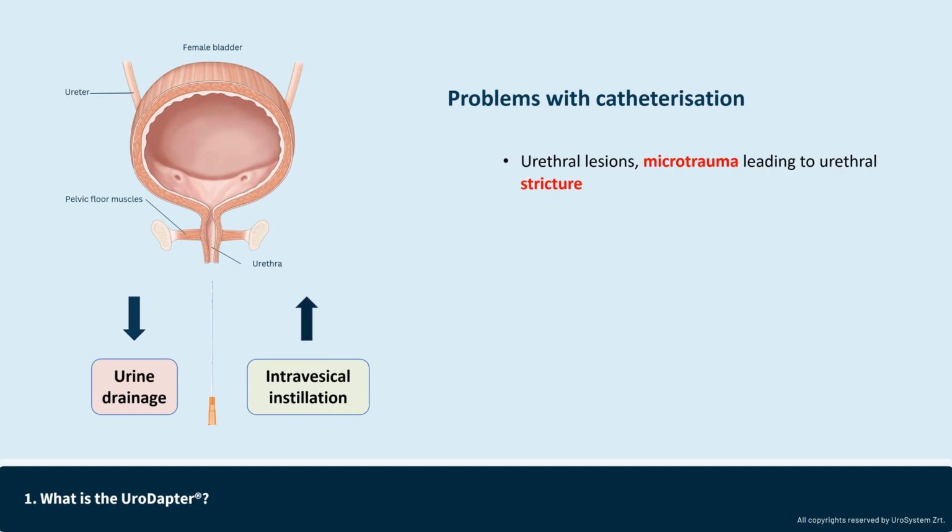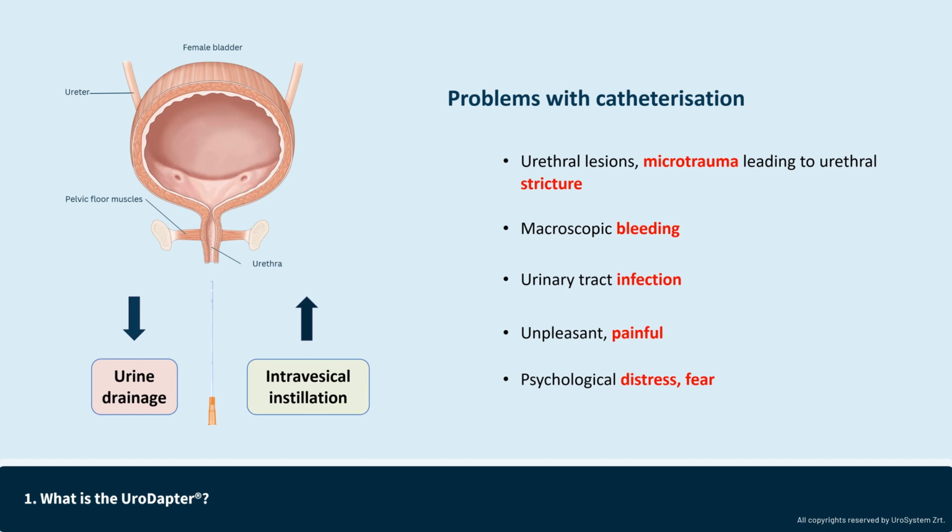When we insert a catheter, there is always a chance to cause urethral lesions or microtrauma, which can lead to urethral strictures in the long term or cause bleeding in the short term. With catheters, we can transmit uropathogenic bacteria in the urinary tract, leading to symptomatic urinary tract infections. And from the patient's perspective, catheterization is an unpleasant, often painful experience. And even if the catheterization is not painful, there is always the psychological distress before the procedure, the fear from the pain, which is often worse than the procedure itself. So, what could we do to solve these issues?